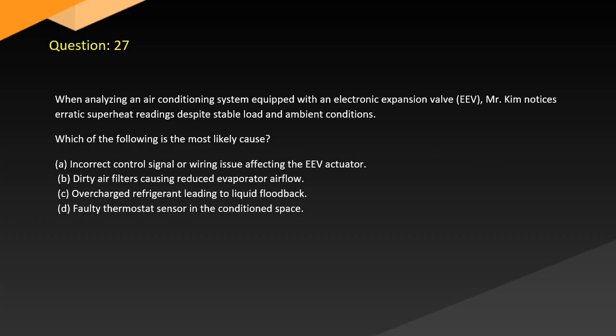Question 27. When analyzing an air conditioning system equipped with an electronic expansion valve, EEV, a technician notices erratic superheat readings despite stable load and ambient conditions. Which of the following is the most likely cause? A. Incorrect control signal or wiring issue affecting the EEV actuator. B. Dirty air filters causing reduced evaporator airflow. C. Overcharged refrigerant leading to liquid floodback. D. Faulty thermostat sensor in the conditioned space.